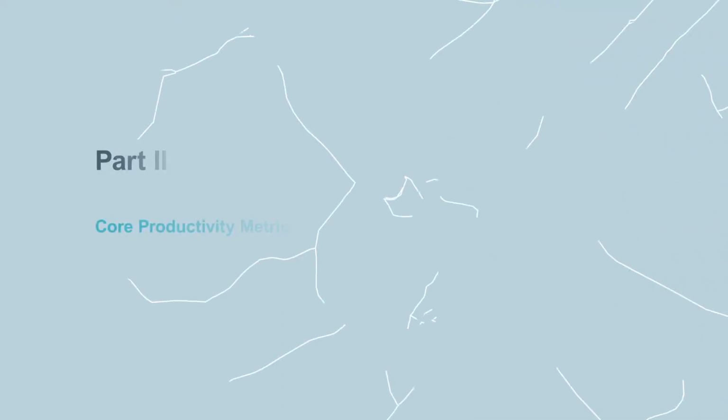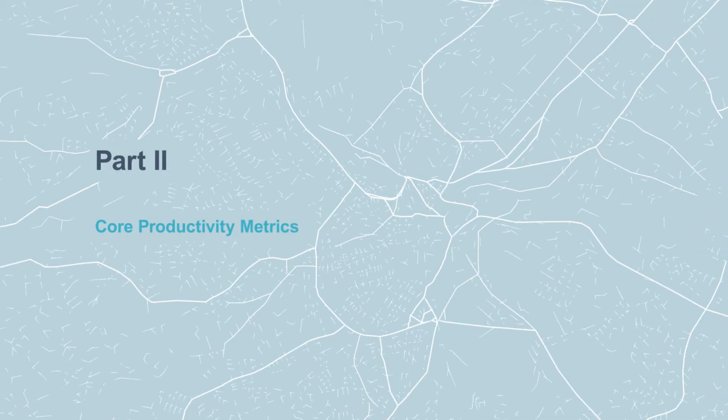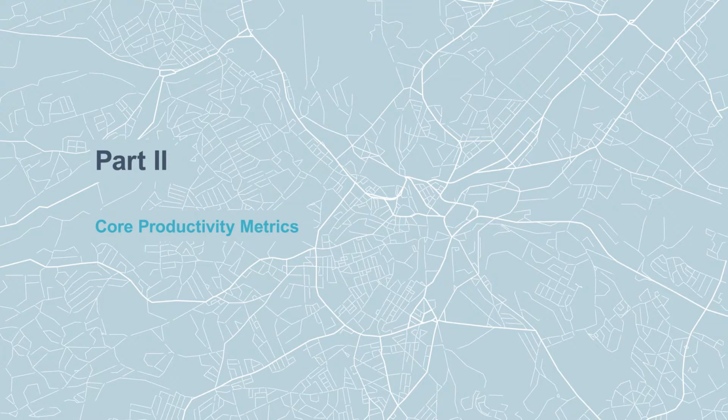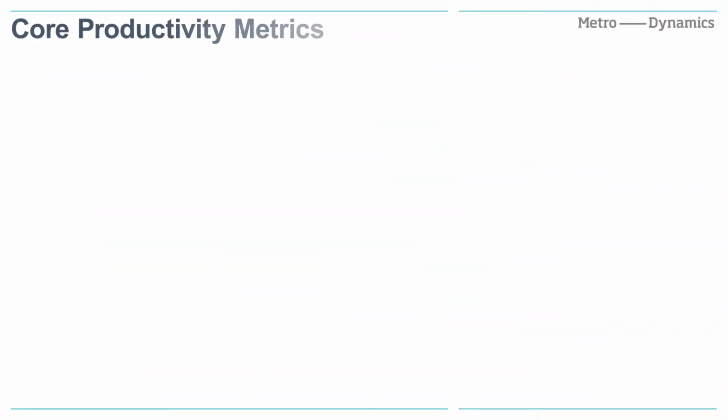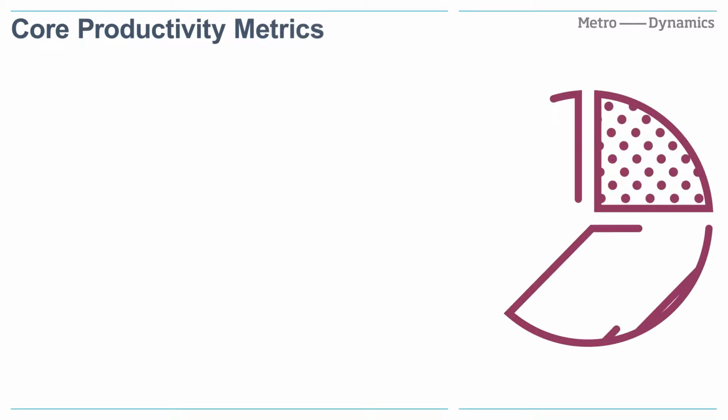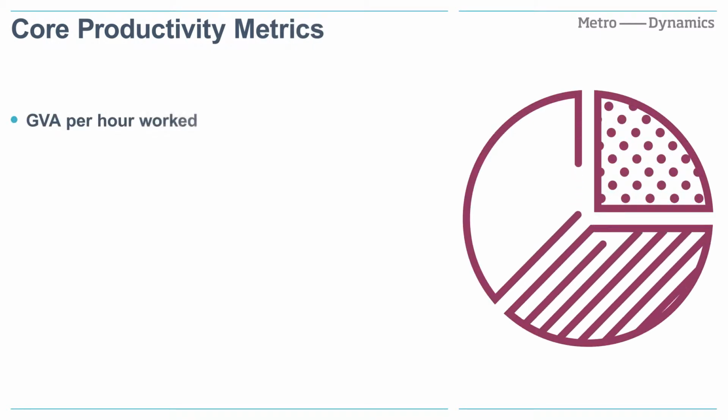In this part of the course, we're going to focus on core productivity metrics, the basics of measuring productivity. For this, we will look at the first two of our 6 key outputs: gross value added, GVA per hour worked, and GVA per job.